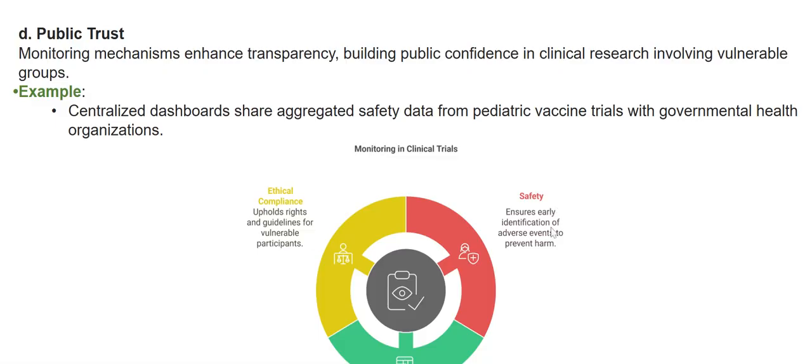We have safety, which ensures early identification of adverse events to prevent harm. Ethical compliance upholds rights and guidelines for vulnerable participants. Data integrity, in order to have valid conclusions, protects the reliability and accuracy of trial data.